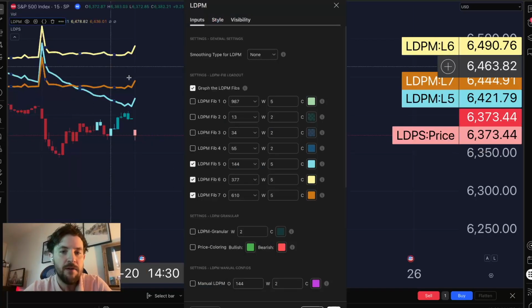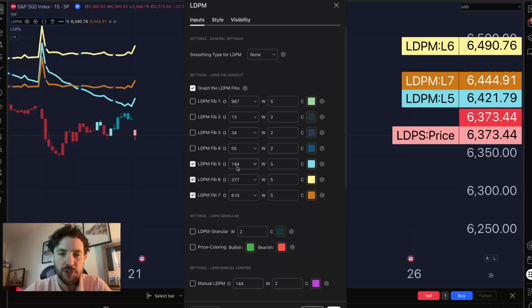For LDPM, I have the default loadout, which is just LDPM 5, 6, and 7, with lengths of 144, 377, and 610. For the intraday charts, usually 5 or 8 minutes is my go-to, but I'll just do 15 here since it's what's most familiar to most people. And so let's get started.